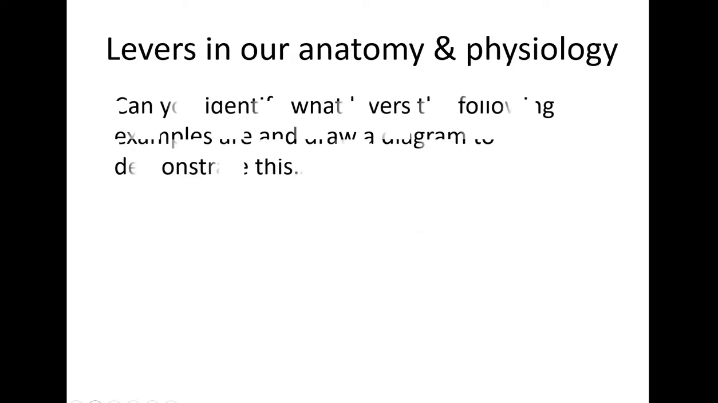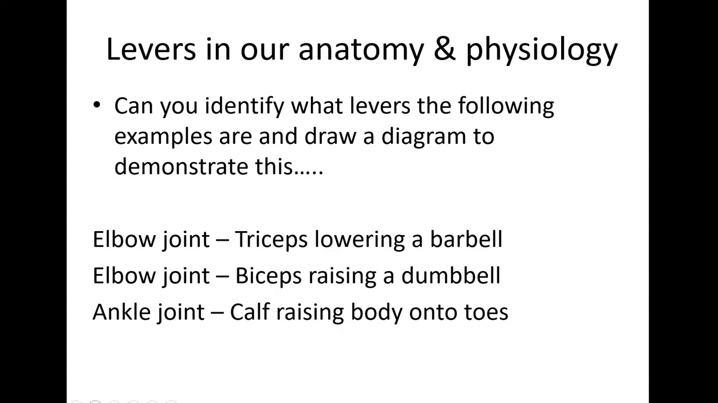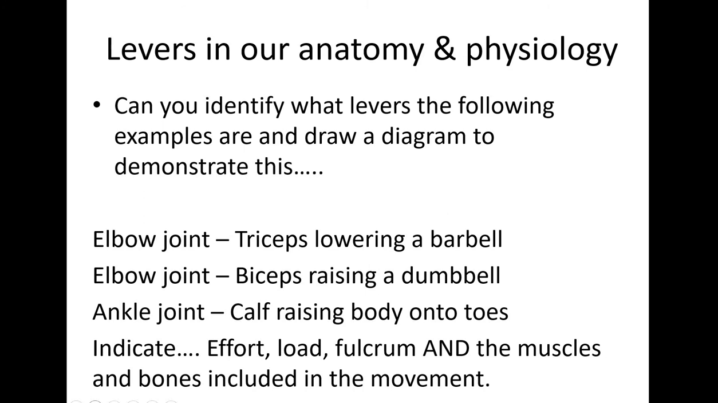Now using that knowledge, I would like you to try and identify what levers the following examples are and try to draw a diagram to demonstrate each one. So elbow joint with the triceps lowering a barbell, so we're looking at extension. The elbow joint with the biceps raising a dumbbell, so we're looking at flexion. And then the ankle joint, a calf raising the body onto the toes. I'd like you to indicate the effort, the load, the fulcrum, and the muscles and bones included in the movement. Pause the video and then restart the video once you've completed the task.